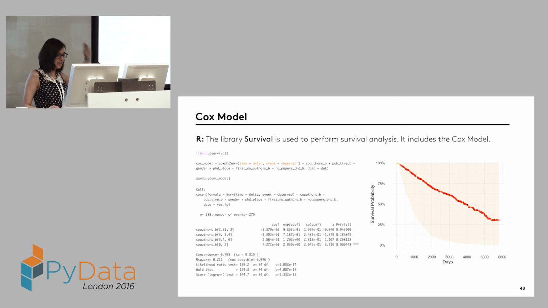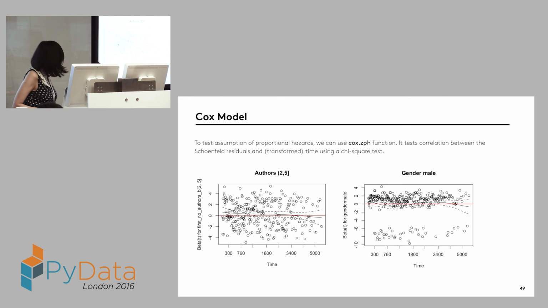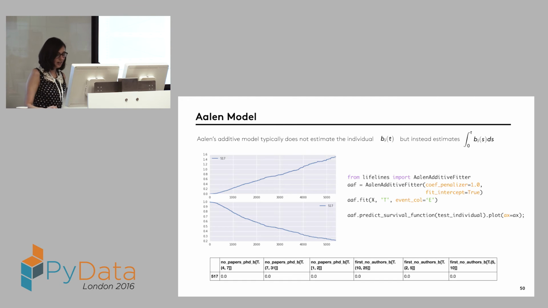And then this is the equivalent for R. And this is something called Schoenfeld residuals, and it's to test if the hypothesis of your covariates not varying with time is true, and of course it's not true. So that's why you use the Aalen model.